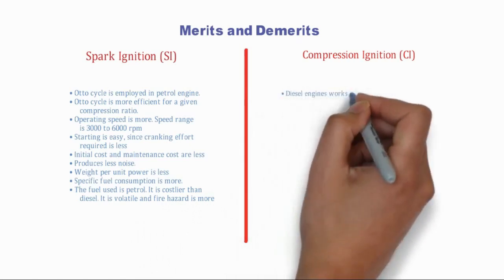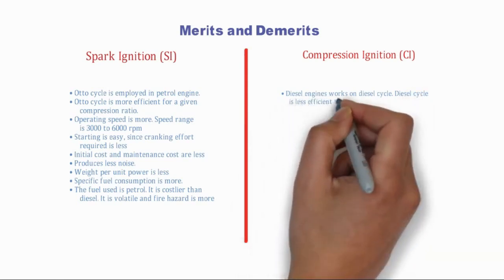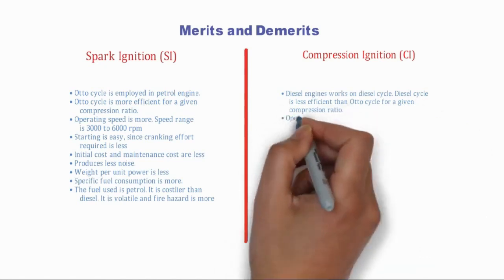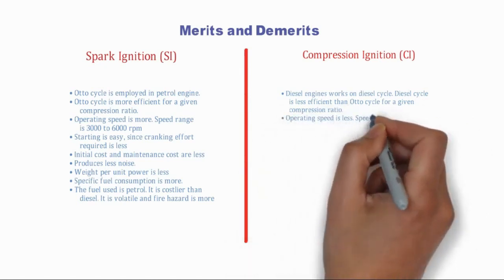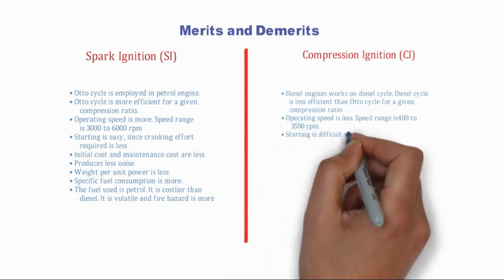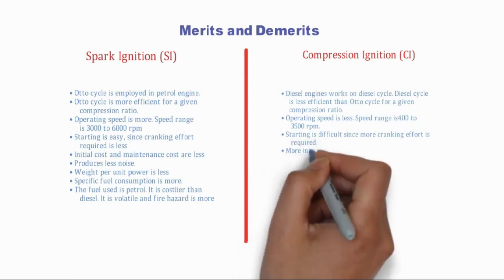Diesel engines work on diesel cycle. Diesel cycle is less efficient than Otto cycle for a given compression ratio. Operating speed is less. Speed range is 400 to 3,500 revolutions per minute. Starting is difficult, since more cranking effort is required.